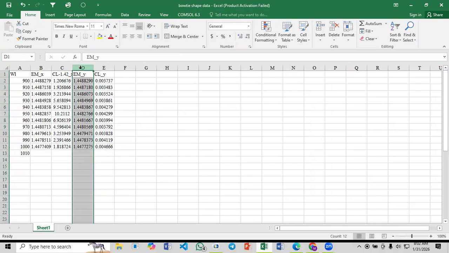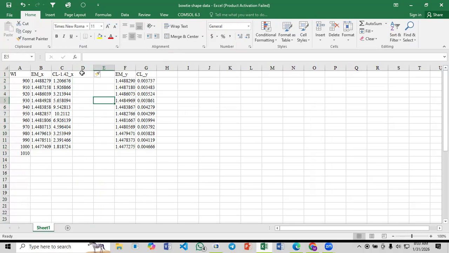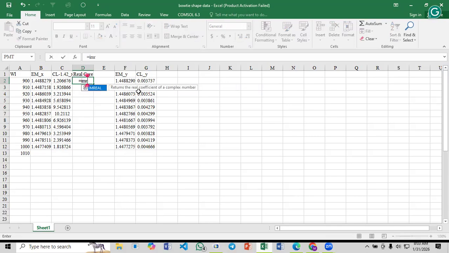For that, what I can do, just insert, right click, insert. So real part of core mode. So this is the core mode. So we have to calculate the real part. So from keyboard, you have to click equal, then real. So this is the function to calculate the real part from an imaginary number.